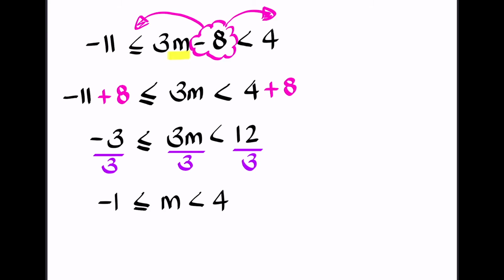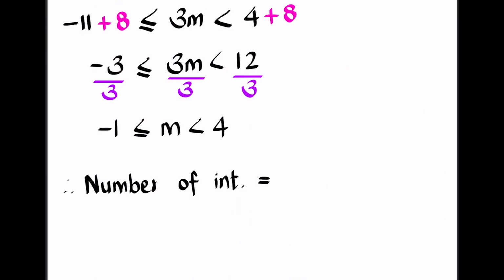So my inequality, m, is between -1 and 4. Now it says the number of integers. So integers are -1, 0, 1, 2, 3, etc. Now I'm not going to list the integers that satisfy this inequality because it didn't say list them. It said what is the number of them.